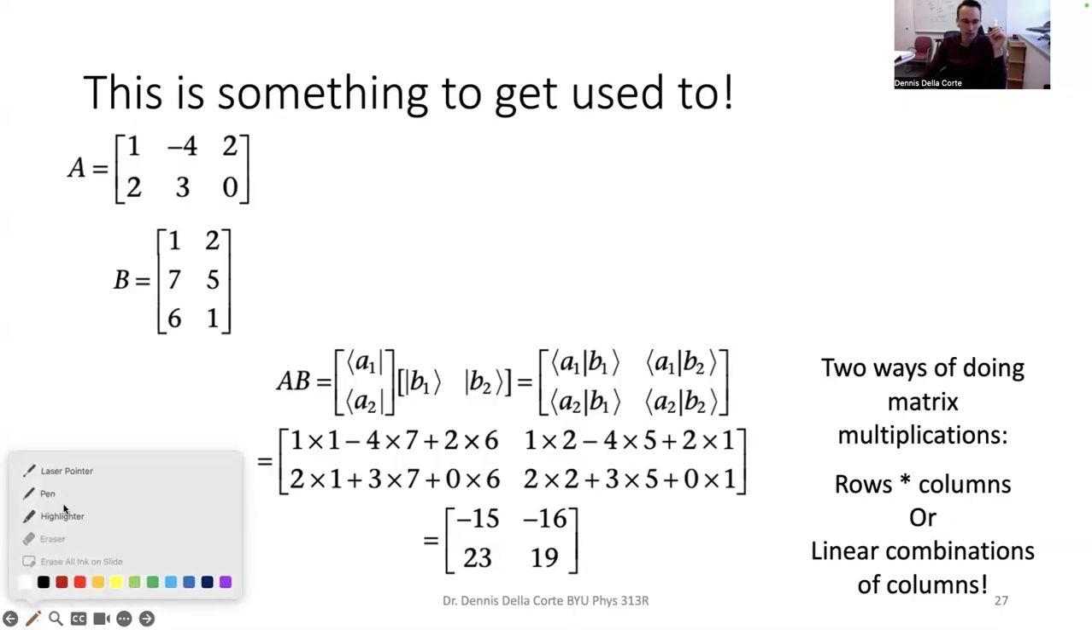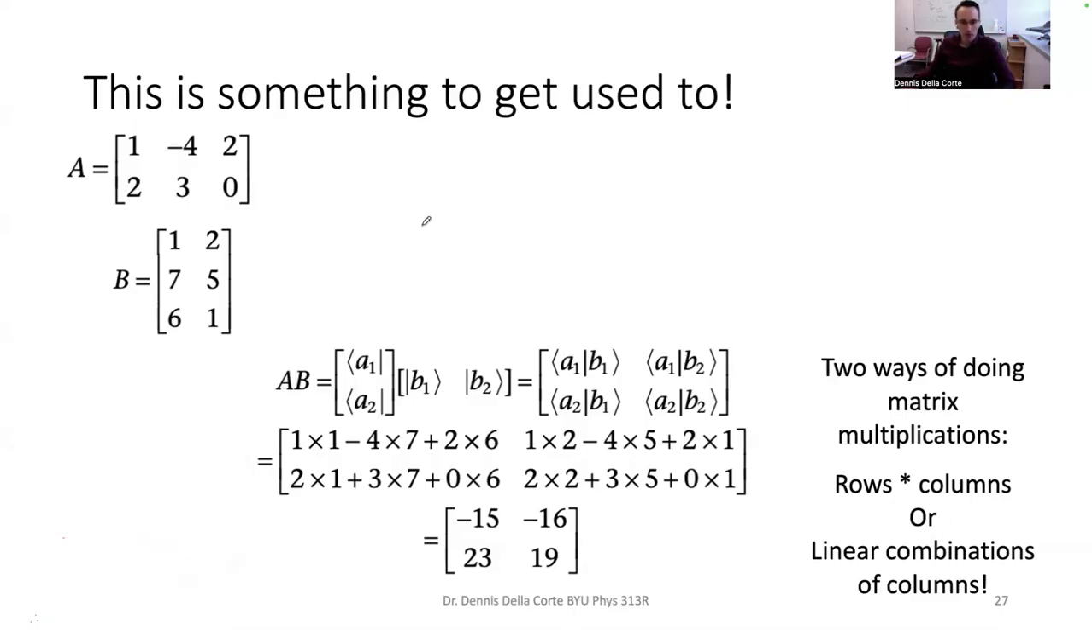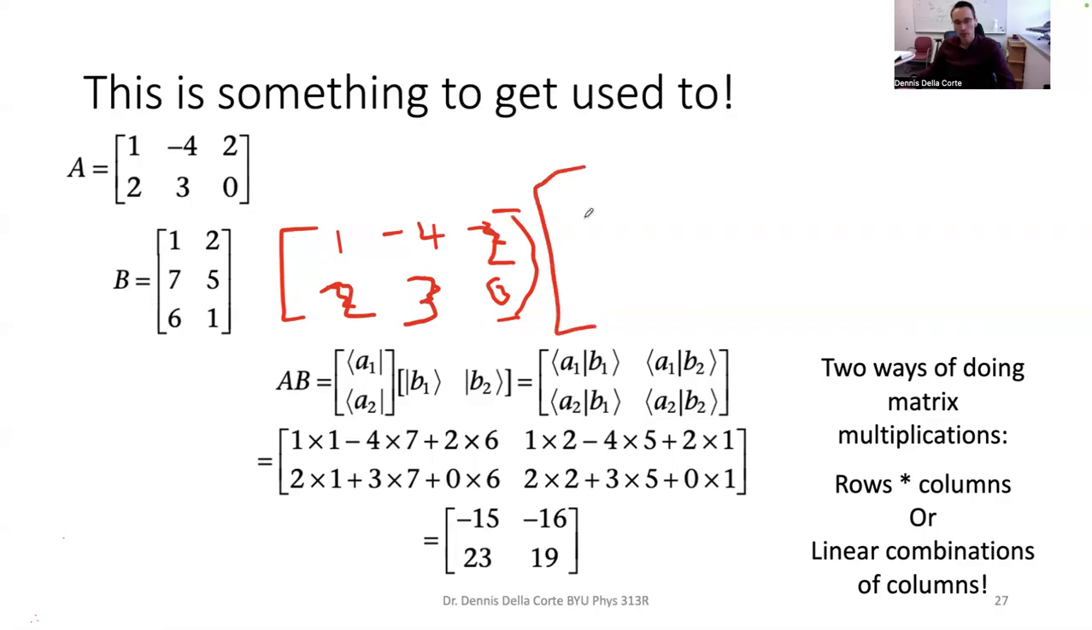I really like a different way of matrix multiplication better. What I would do instead is write out the A matrix and interpret it as column vectors. This is supposed to be a 2, supposed to be a 3. Okay, so this is the A matrix, and then you multiply it by the B matrix.